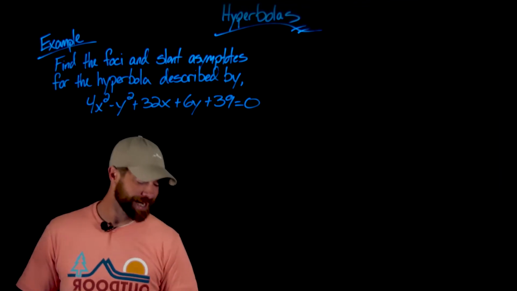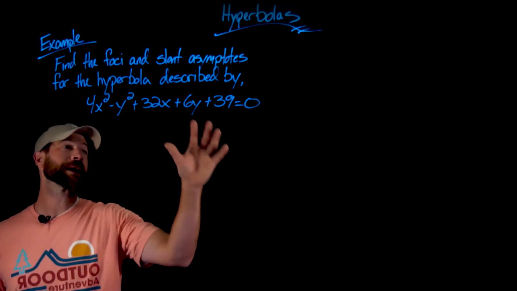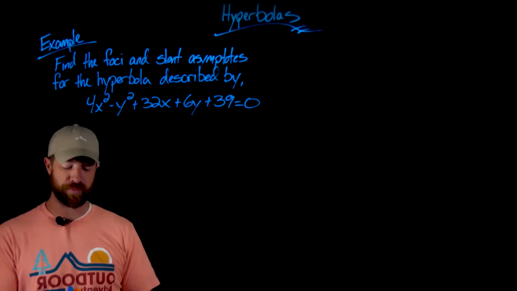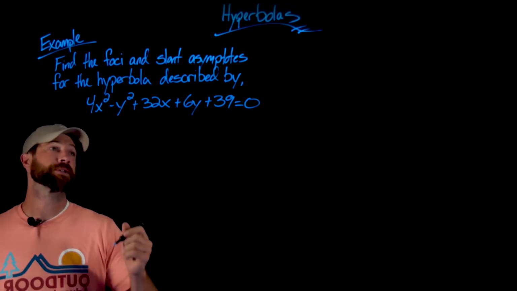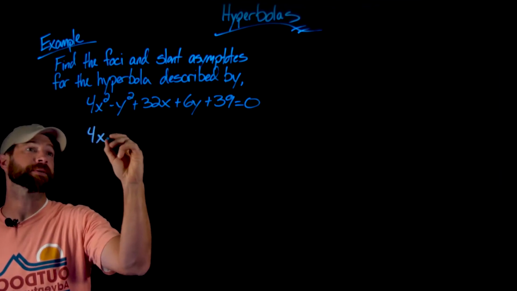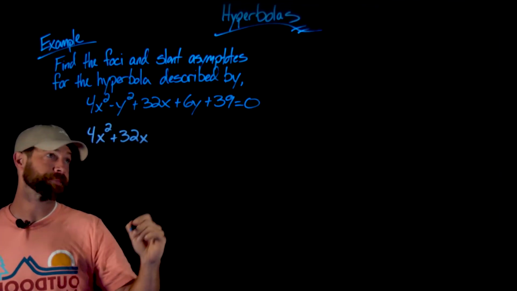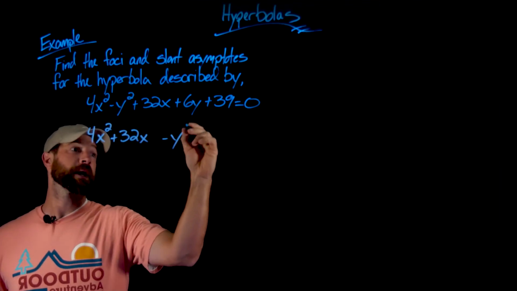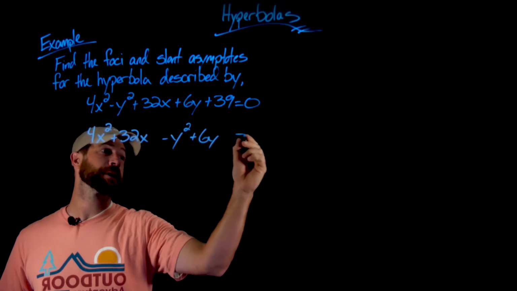So the first thing I'm going to do is organize these terms into x and y terms and move the constant over to the right-hand side of the equation. So let's put all the x terms over here. I'm going to write 4x squared plus 32x, and then I get my y terms, negative y squared plus 6y, and subtract over the 39.